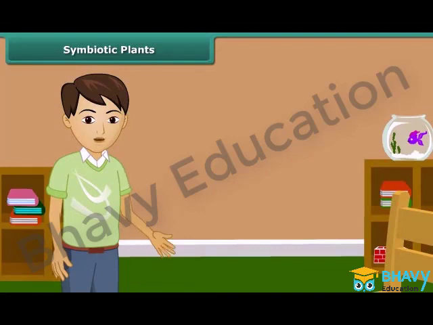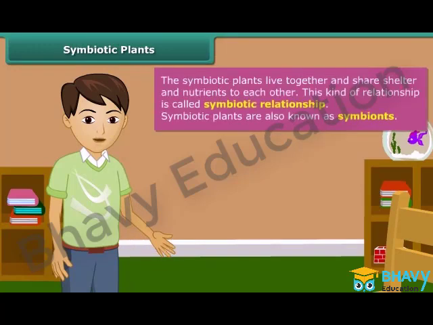Friends, have you ever heard about symbiotic relationship? And what is the meaning of this term exactly? The relationship between 2 dissimilar organisms in which both are living together and share shelter and nutrients to each other is called symbiotic relationship. The organisms which are involved in this kind of relationship are called symbionts.